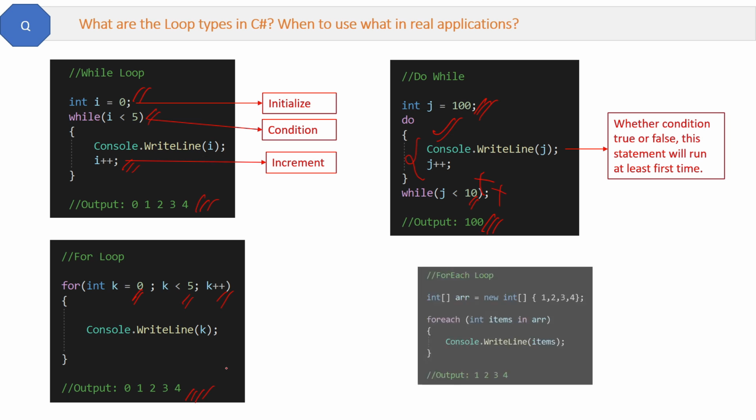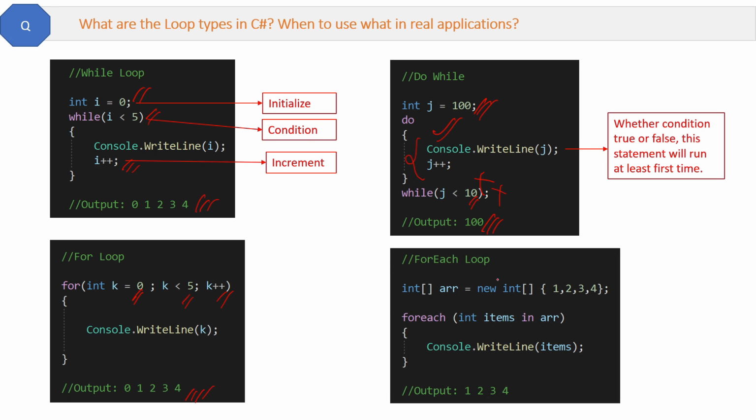The last one is a very important loop, and we call it the foreach loop. This is mostly used with collections like array, list, dictionary, that kind of collections. So suppose we have an array like this. Now we want to iterate over all the elements of the array one by one.